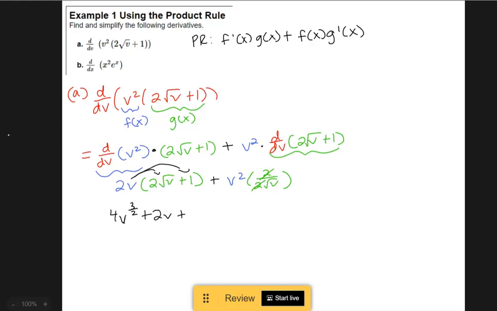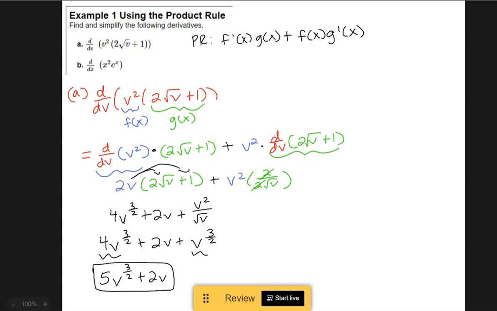Here I have v squared over square root of v. So 4v to the 3 halves, plus 2v to the 2 minus 1/2, which is 1.5, so 3 halves. Okay, and then I have like terms. So 5v to the 3 halves plus 2v.